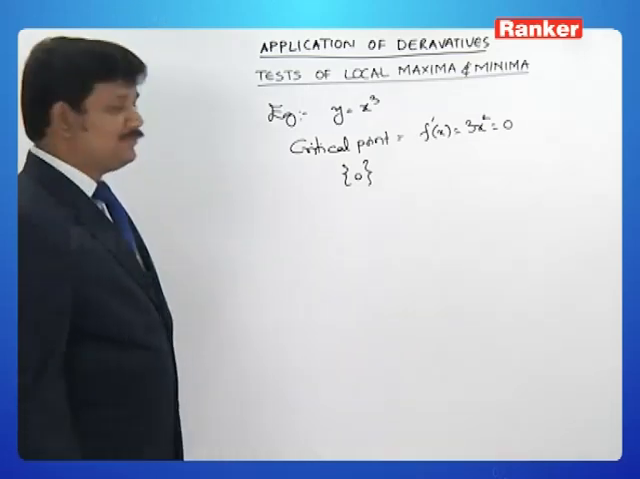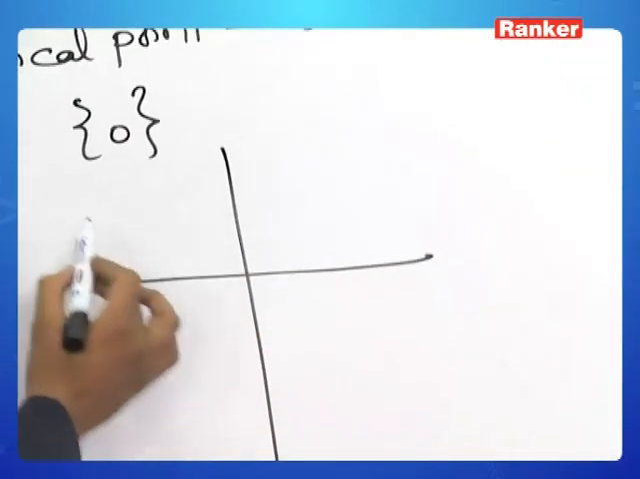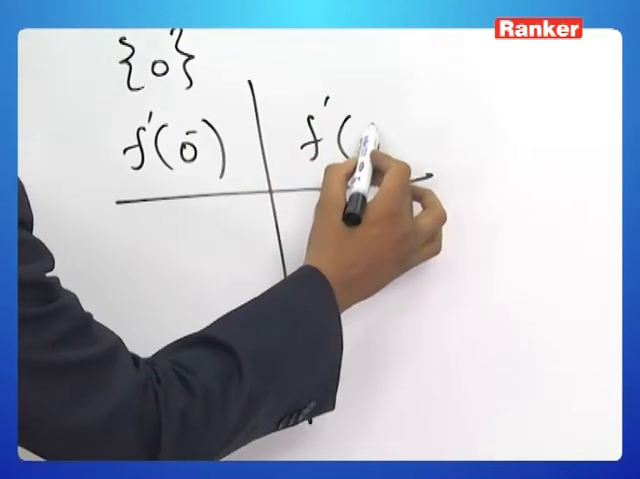So there is only one critical point, x equal to 0. At this point, we have to check whether it is a maxima or a minima. So for that, let us observe what is f dash of 0 minus and f dash of 0 plus.